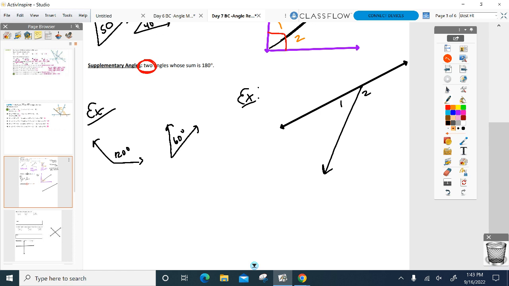Supplementary. Everyone see why? How do I know they add up to 180? They put together, they form a line, a straight angle, which we know from Wednesday equals 180. 1 and 2 are also adjacent. Nice, adjacent. All right, so here's what we're going to do right now, especially with the supplementary example.